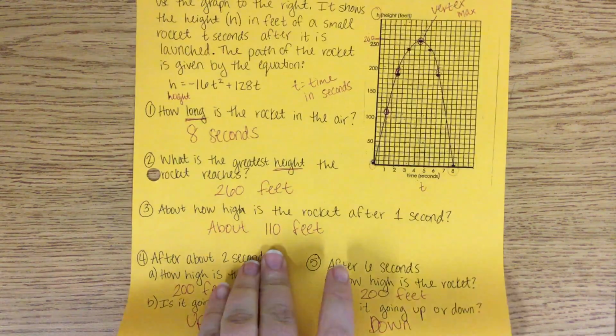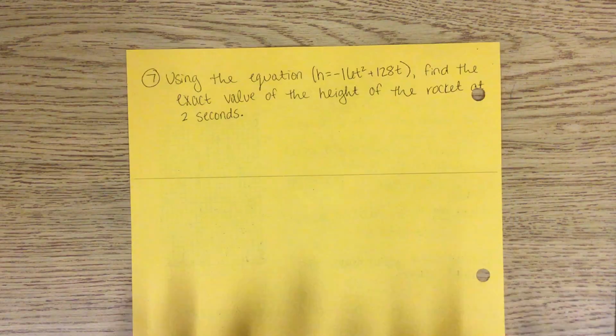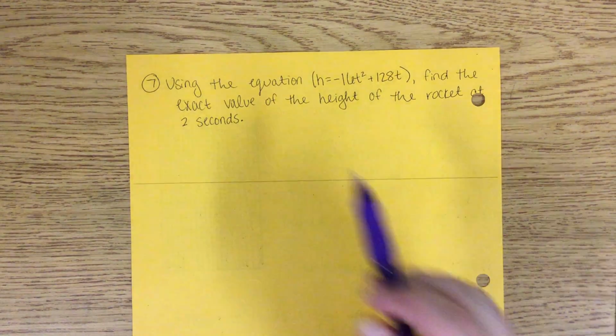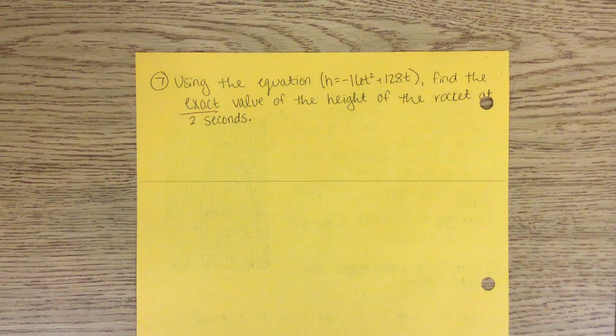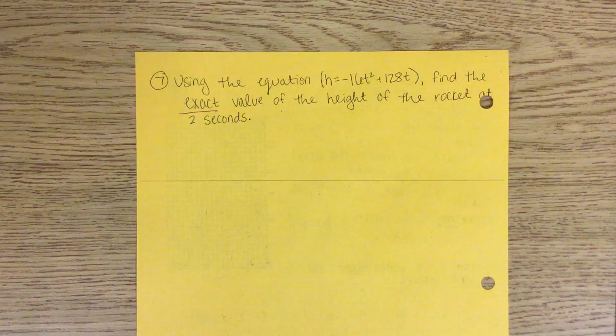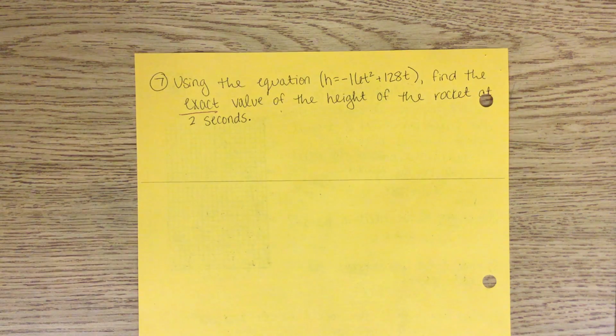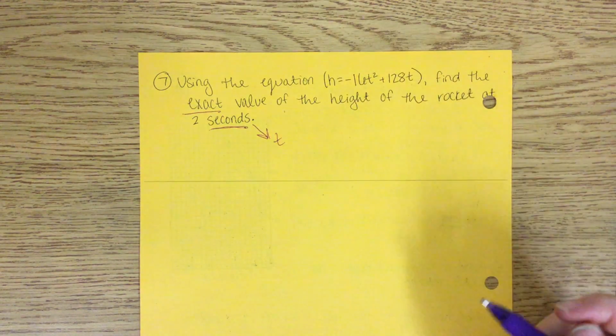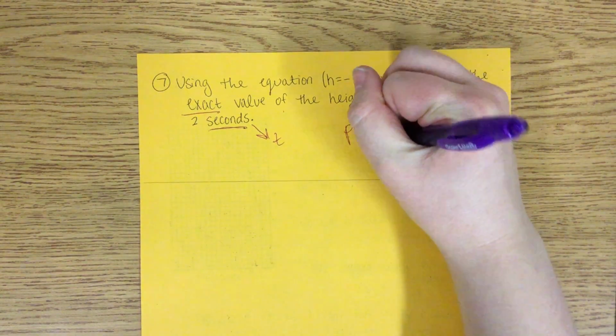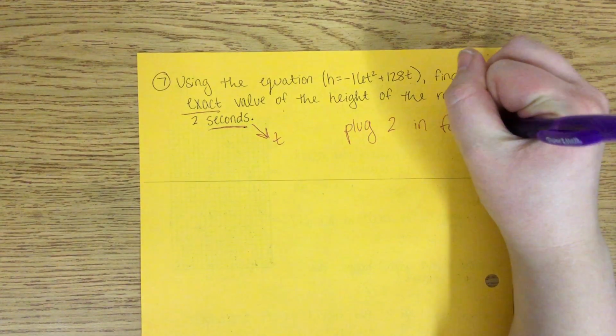All right, so we have one more question on the back. Let's read it and then see what we need to use. So, using the equation, okay, that's nice, they tell us, find the exact value of the height of the rocket at 2 seconds. If they ask for an exact value, that's a good hint that you should be using the equation instead of the graph, because the graph you can really only estimate. So 2 seconds, remember seconds was t. So basically they're saying plug 2 in for t.